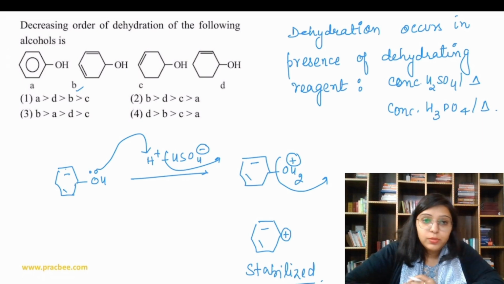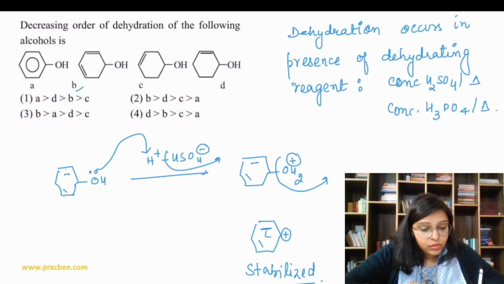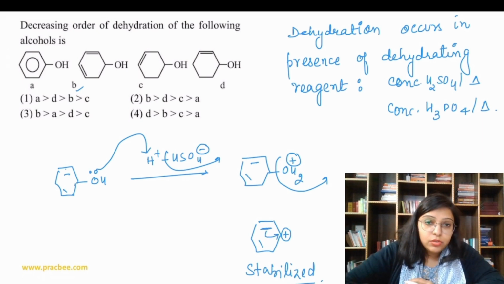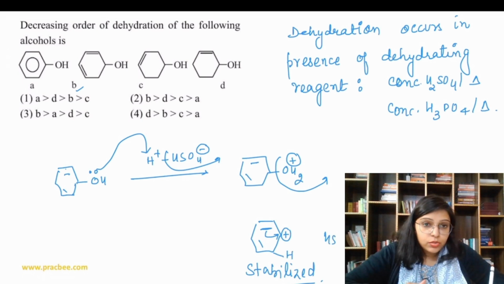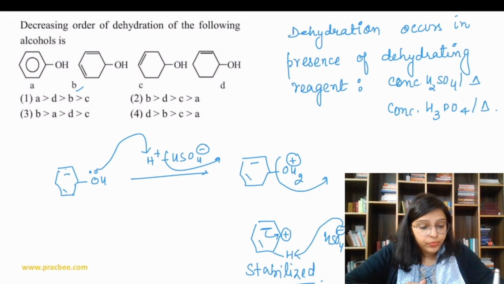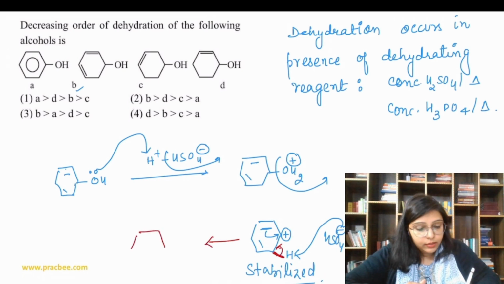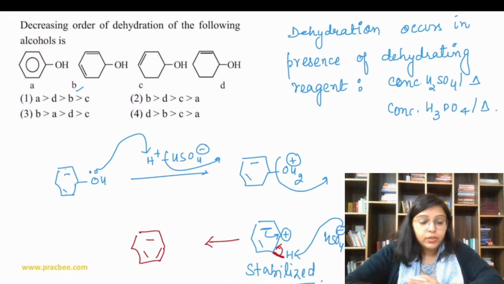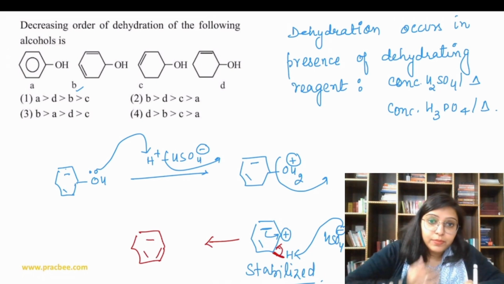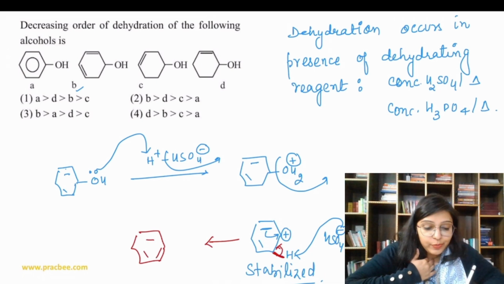And here we can say this is stabilized. Why? Because we have resonance over here, right? Now what happens? Here we have a beta hydrogen. So HSO4 minus takes this beta hydrogen, and the electrons of this bond shift over here. So we get a benzene ring. Understood? When it becomes a benzene ring, it is going to be aromatic.